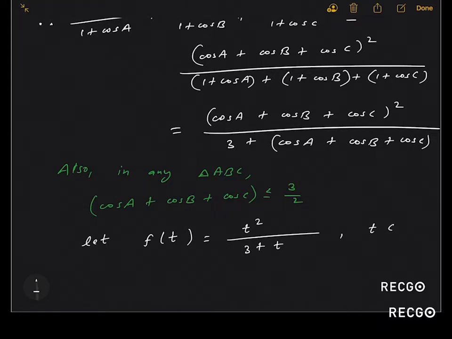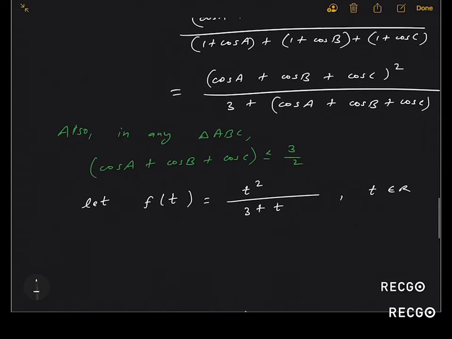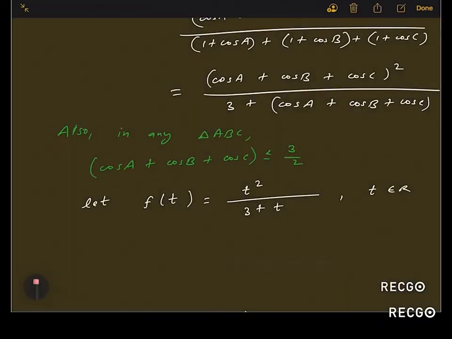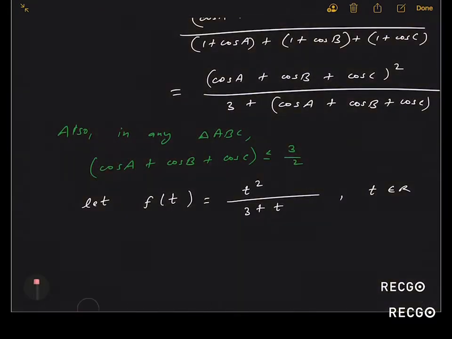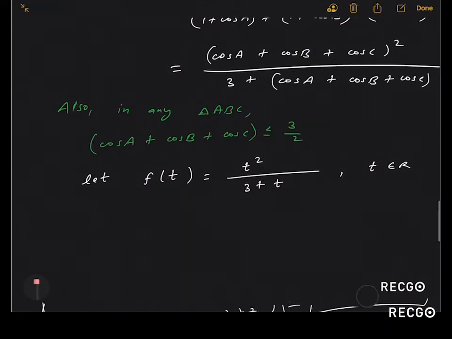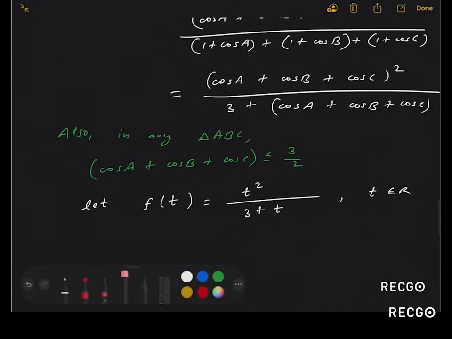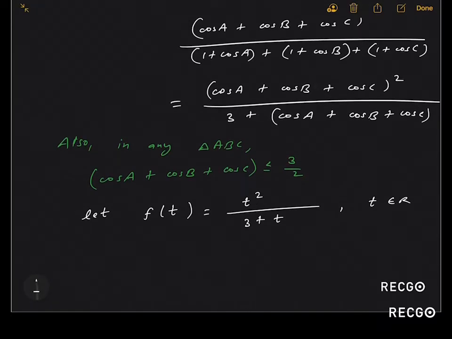Suppose, in our case, t is equal to cos a plus cos b plus cos c, but let's say t is any real number, and let us generalize this function. Let's say there is any general function f of t. If I attempt to find the maxima and minima, I am using the first derivative test. You should recall it from calculus, first derivative test, and I am differentiating the function f of t.